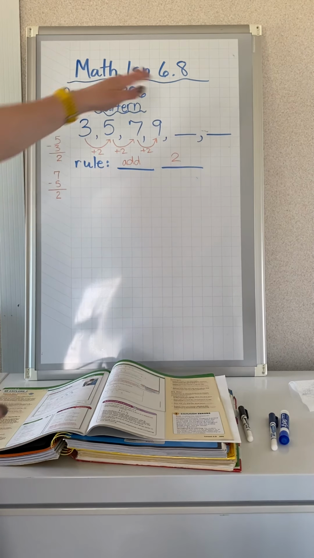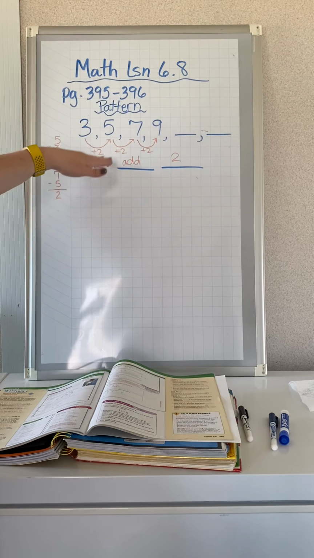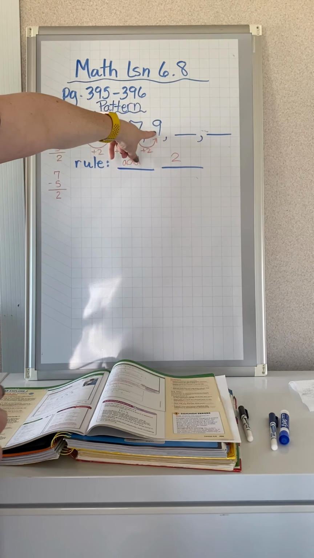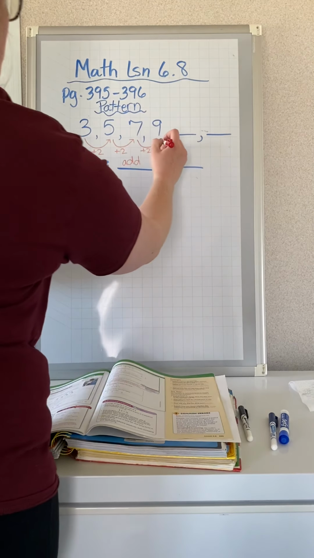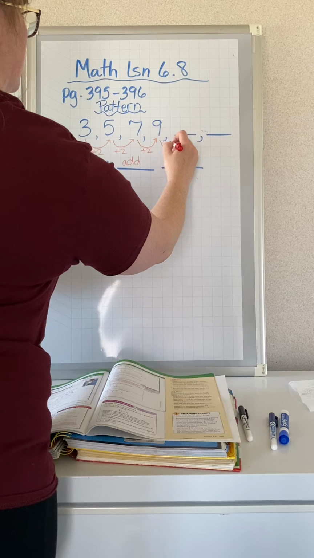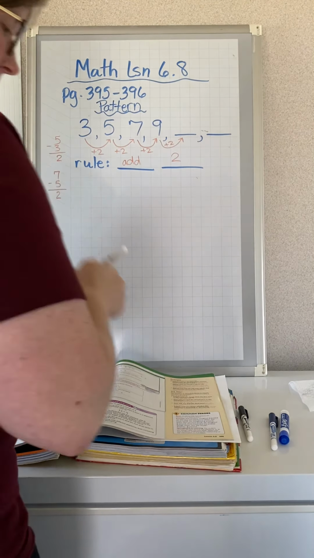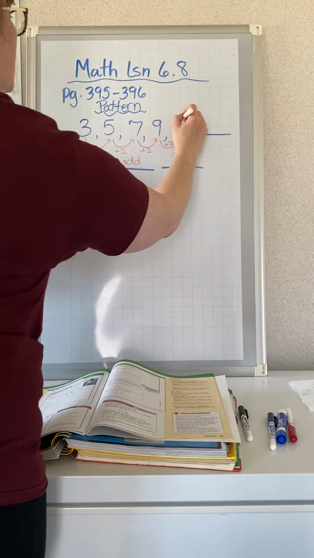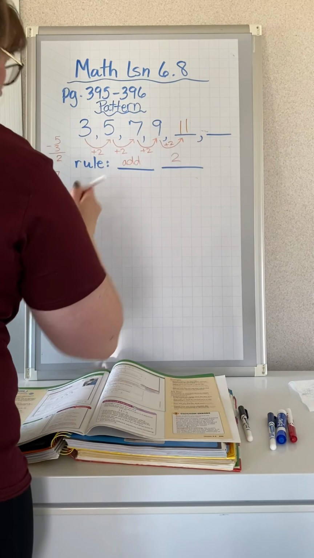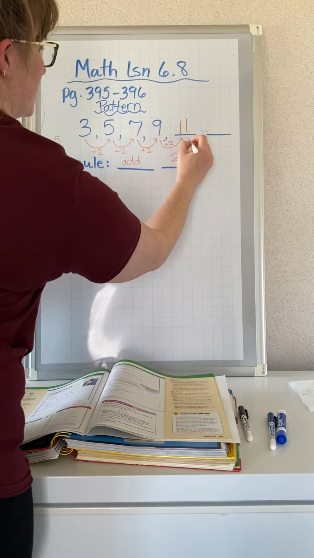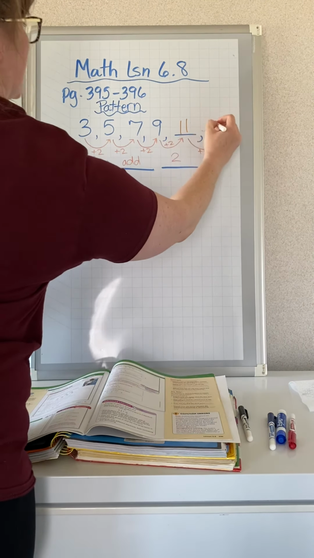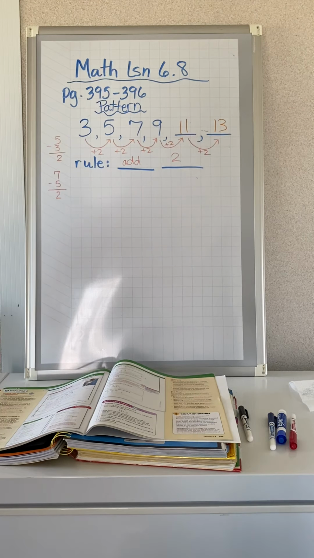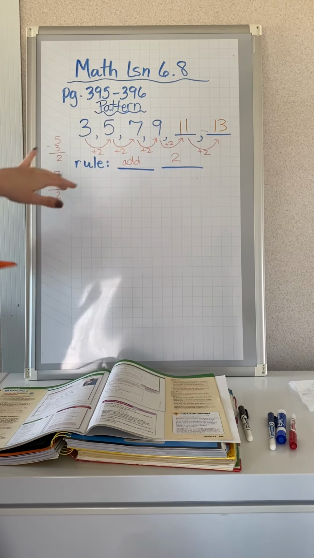So now I can find the missing spots by following the rule, and I have to start with the number right before the missing spots. So 9, I have to add 2. Well, if you do that, dear ones, in your head, you get 11. And then you have to do the exact same thing again. You still add the same number in the rule, add 2, and I should get 13. Okay, so this is just a quick review about patterns with just whole numbers.